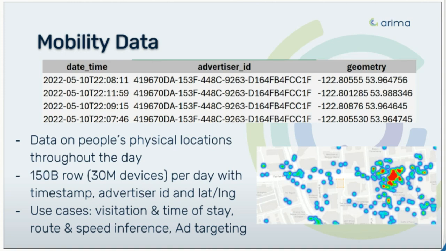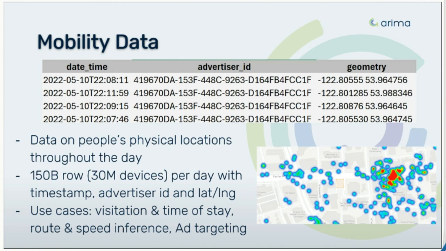The second data set you'll get is mobility data, and this is also something that we've been working with for a very long time. Essentially, mobility data tracks people's physical location from your phones. So if you're carrying a phone, chances are you are sharing your physical location with somebody. The data set is really simple. You get a timestamp, so you know when that is. You know who it is, so you get an advertiser ID, as well as a geometry, so basically a lat-long pair.